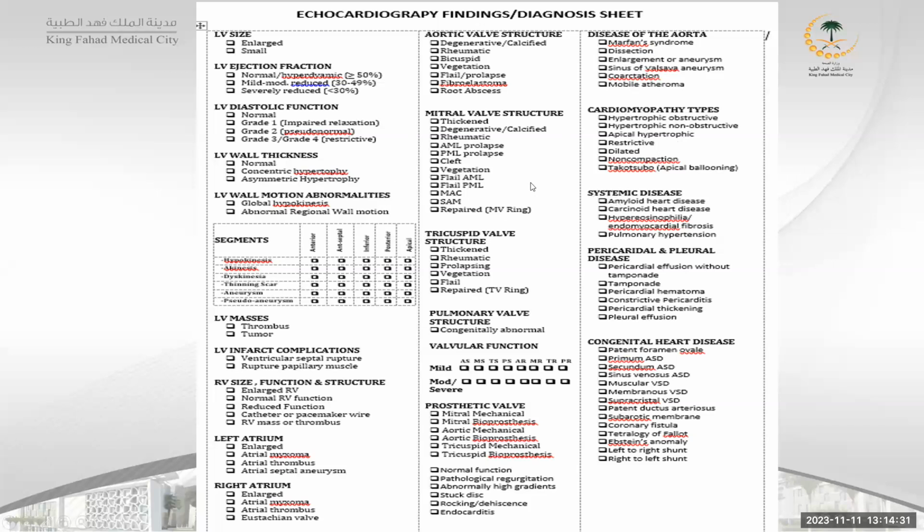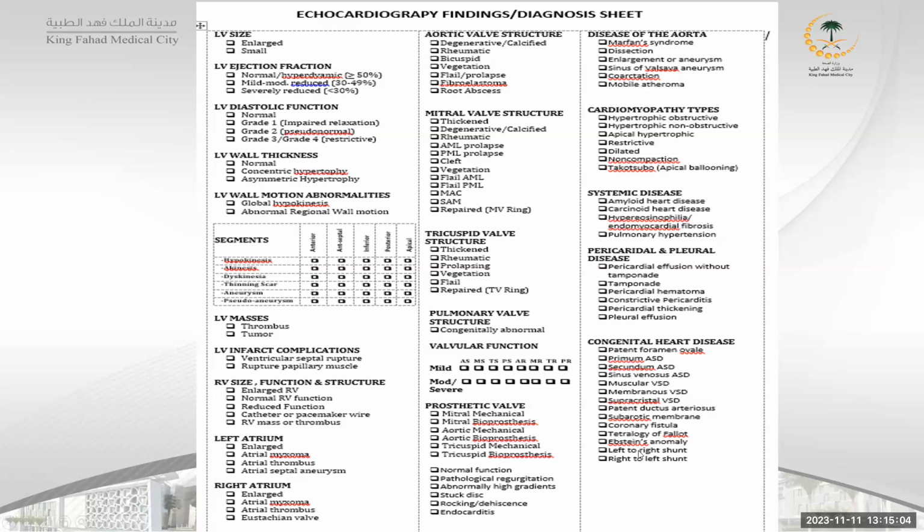Then if you have any of these findings in the echo suggesting any systemic disease like amyloidosis, carcinoid, hypereosinophilic syndrome, or pulmonary hypertension. Then pericardial disease like effusion, thickening, or tamponade. Finally, this is important, congenital heart disease, and usually they will ask about all of these, mainly ASD, all types of ASD, all types of VSD, subaortic membrane, or PDA, coarctation, which we mentioned upstairs, tetralogy of Fallot, or coronary fistula, or Ebstein.